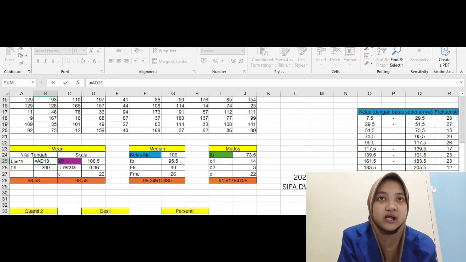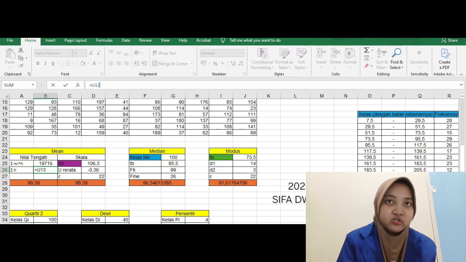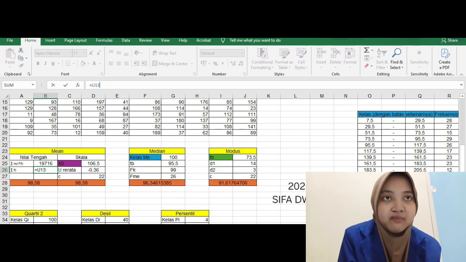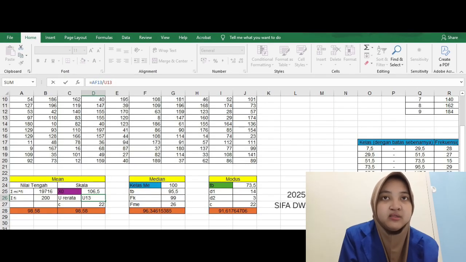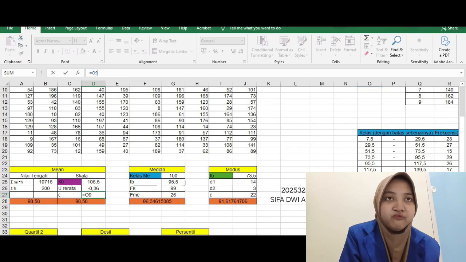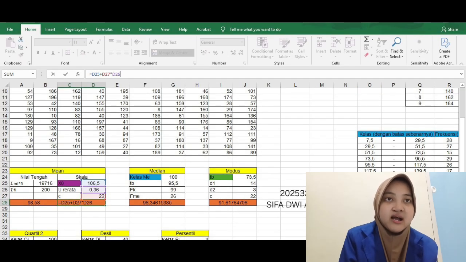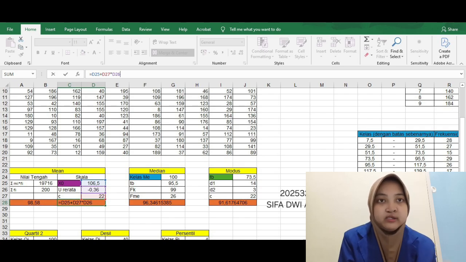Okay, next we calculate the mean. The mean can be calculated using two methods. Method 1. The formula is X bar equal sigma XiFi divided by sigma Fi. And the result of the mean is 98.54. Method 2, the formula is X bar equal X0 plus C times U. This method also gives the same result as method 1.